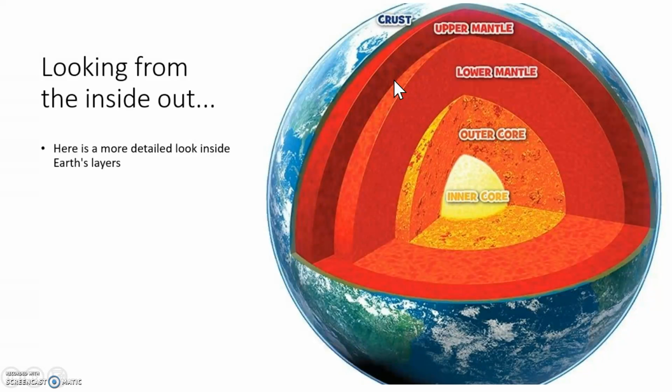Sometimes people describe it as 4 layers and they combine the mantles together, which is fine. We're just going to separate them as they do change a little bit in what they're composed of and their temperature as well.